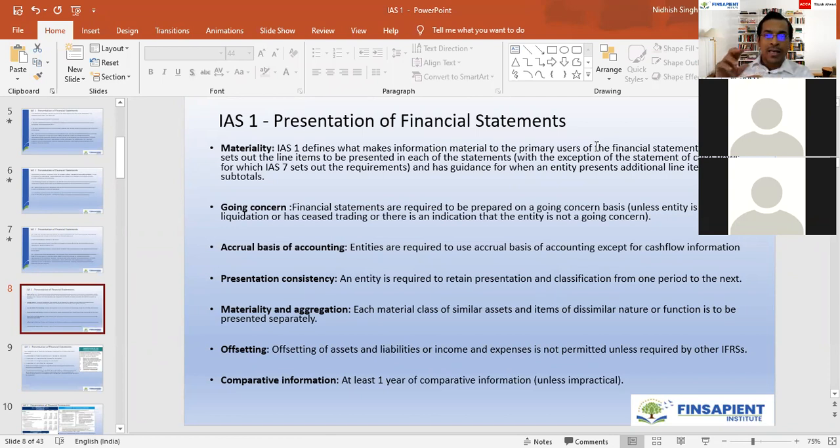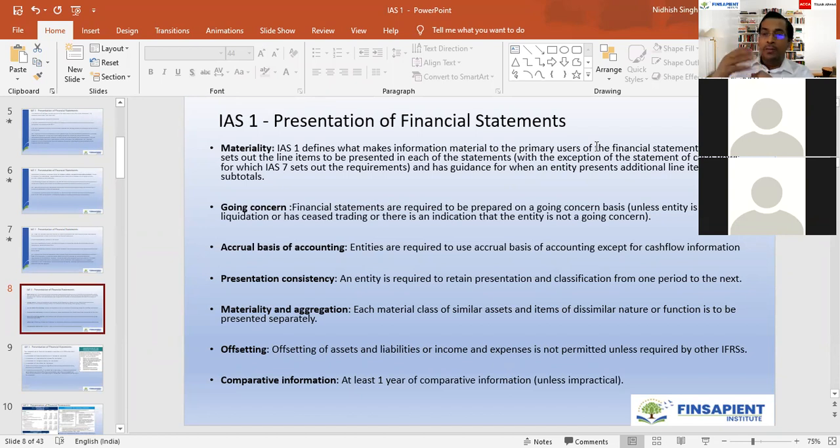So we need to highlight any important number which concerns the primary statement or the investor. So that's one concept. Secondly, materiality and aggregation. This point is trying to highlight that sometimes you need to aggregate the number. You need to club the numbers together.